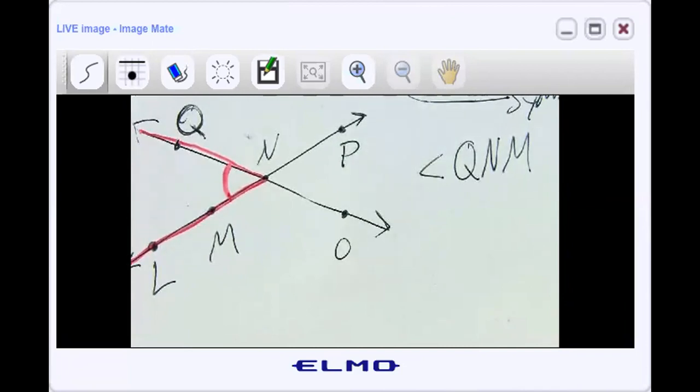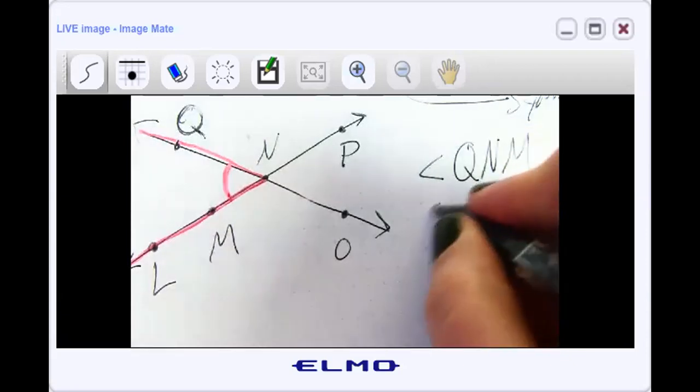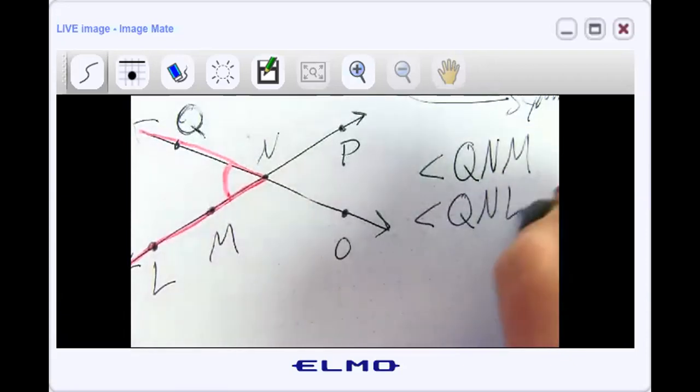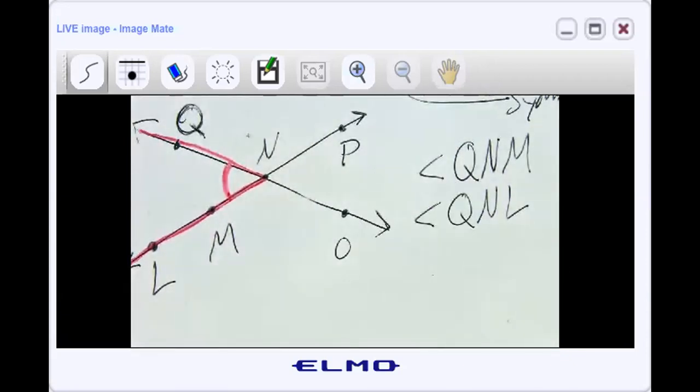Yeah, in the chat. QNM would absolutely work. There's lots of other ways, though. Someone give me another way. I want another appropriate name for that angle besides QNM. Yeah, QNL would work. QNL. There's more. There's at least 2 more to name that very same angle.